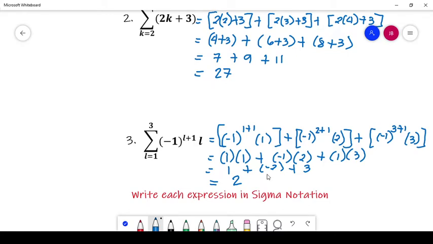Okay? So now, this time, we're going to reverse it. A while ago, we had the sigma notation, we evaluated it, and got the sum of that sequence. Now, we're going to reverse it. So, we have an expression, and then we're going to write it in sigma notation. Okay, so how are we going to do that?